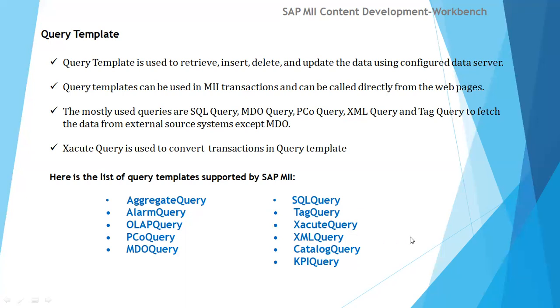Suppose you are connecting to an XML data source, you can write XML queries. If you are connecting to Pico and you have created your data server in MII, then by using that data server, you can write your Pico queries. If you have an MDO, you can write an MDO query on that data server. So you can write all these queries depending on which type of data source you are going to use.